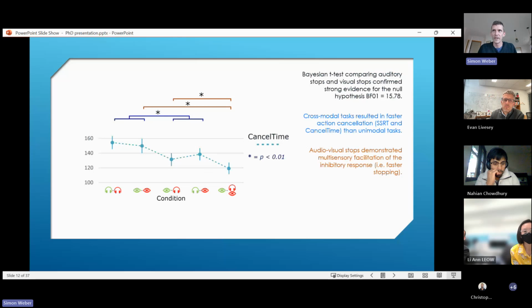So I'll just summarize what we found. Overall, stopping to auditory signals was not faster when you averaged across the different conditions with different go signal modalities. And this was confirmed with Bayesian analysis. So yeah, that was interesting. But more interestingly, we found that cross-modal tasks, so where you're going from a visual go to an auditory stop or vice versa, did result in faster stopping than unimodal tasks. And we also found, of course, that there was facilitation of the stopping process when a multimodal stop signal was used.